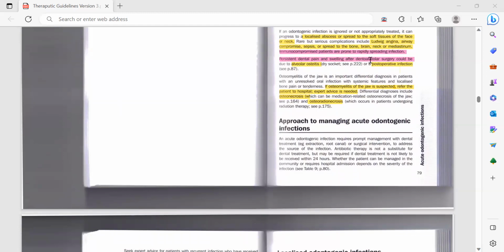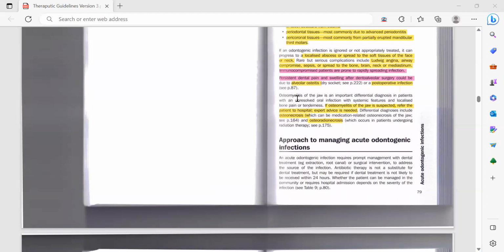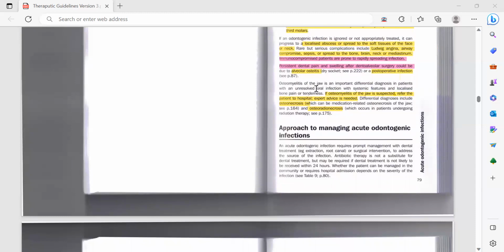Persistent dental pain and swelling after dental alveolar surgery could be due to a few reasons. If you did the treatment for a patient and the patient comes back with pain, first of all, which is most common, is alveolar osteitis, commonly known as dry socket. The other reason could be a postoperative infection at that site. Osteomyelitis of the jaw is an important differential diagnosis in patients with an unresolved oral infection with systemic features and localized bone pain or tenderness.